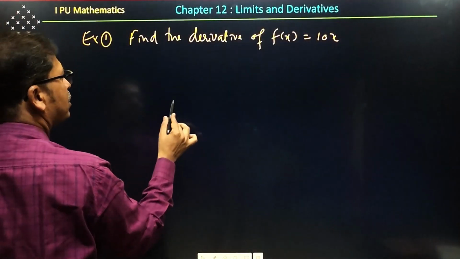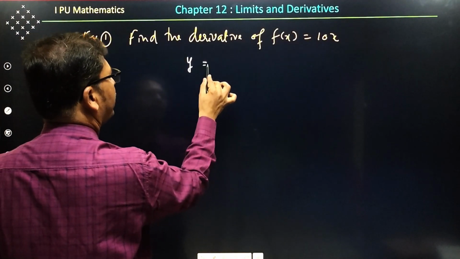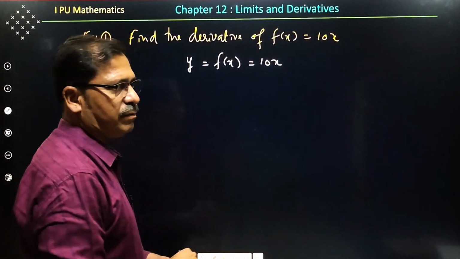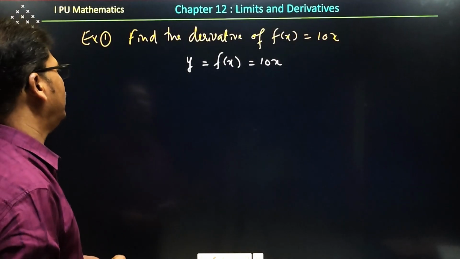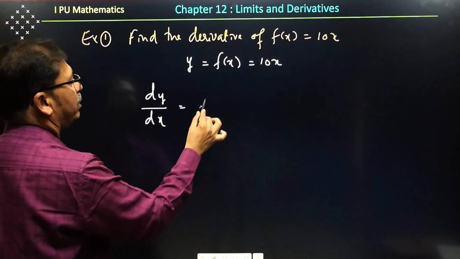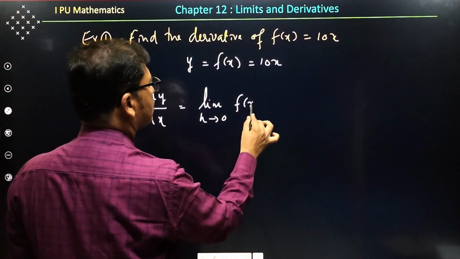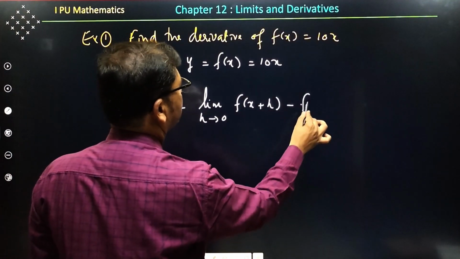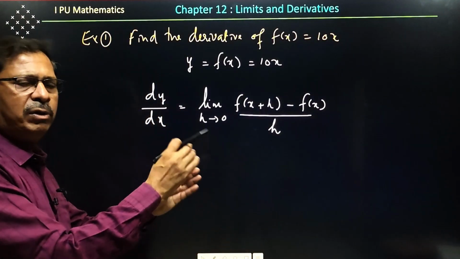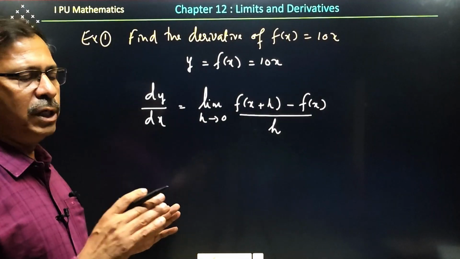Now let me take into consideration the function f of x equal to 10x. This is the given function. Now just recall the definition of dy by dx. dy by dx is equal to limit h tends to 0 of f of x plus h minus f of x divided by h. So this is your basic definition. I would like to apply the same definition to evaluate the derivative of the function f of x equal to 10x.